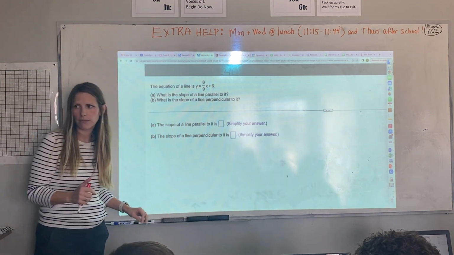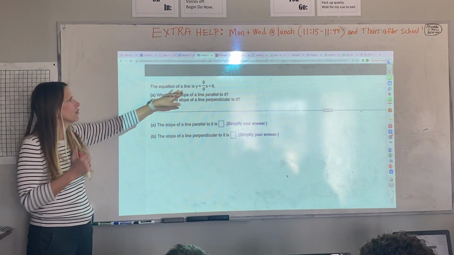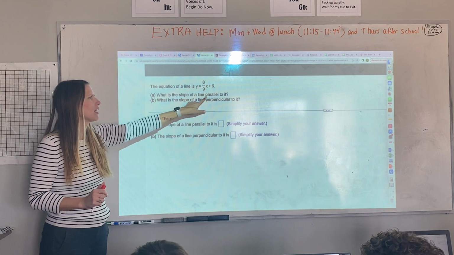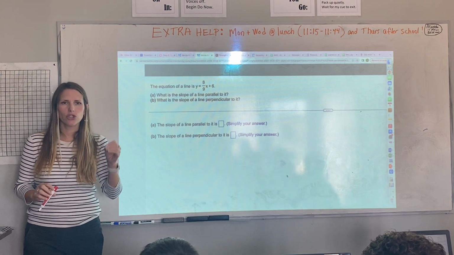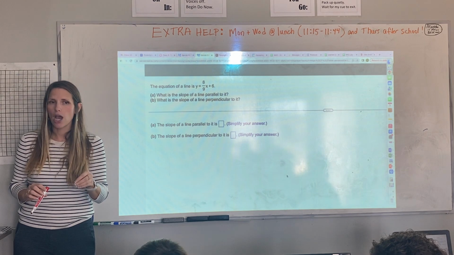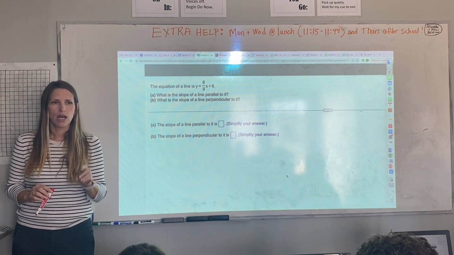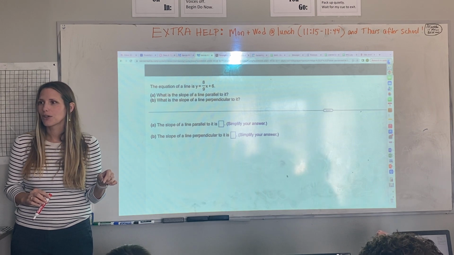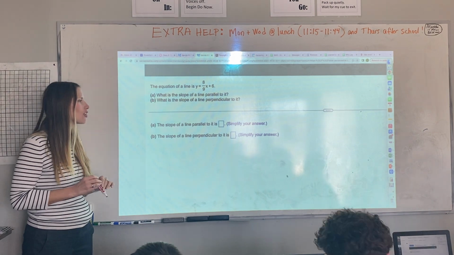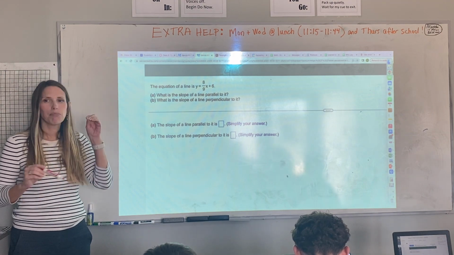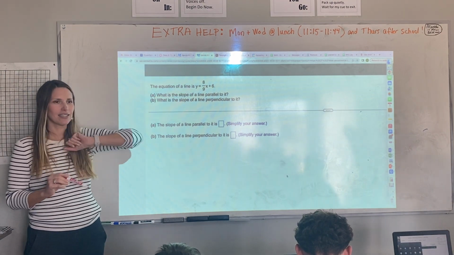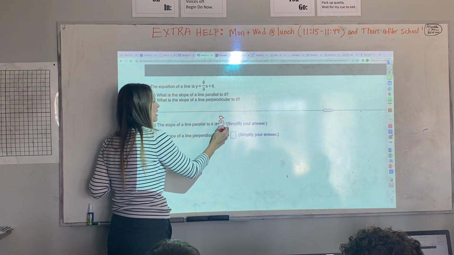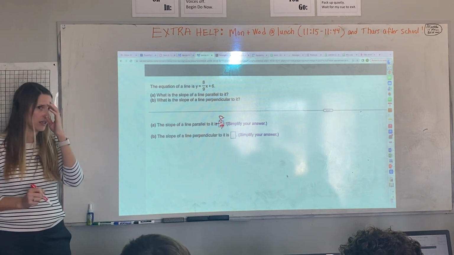Let me ask you a quick question. It's giving you the equation of a line. It says, what is the slope of a line that's parallel to it? Are they asking you for the line? No. What are they asking for? Just the slope. So just write the slope. What's the slope of a line that is parallel to that? Well, 8/9 is right there, staring us in the face.